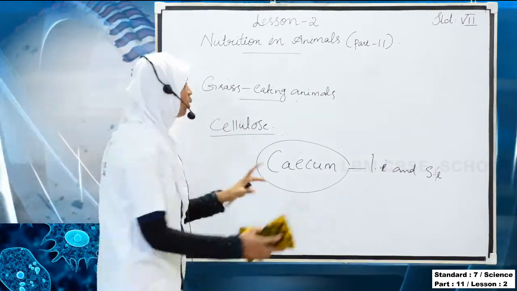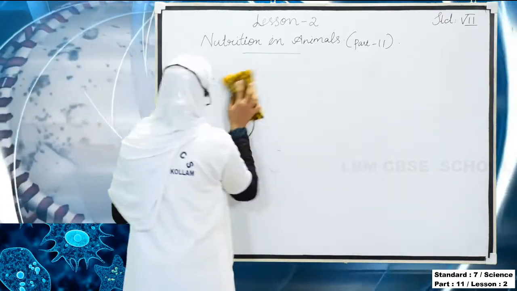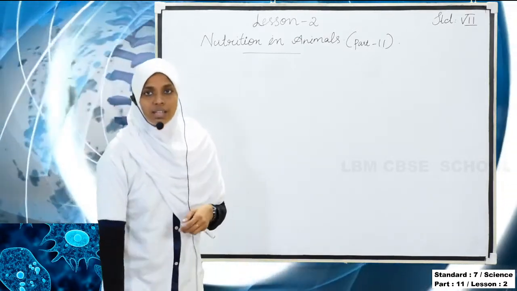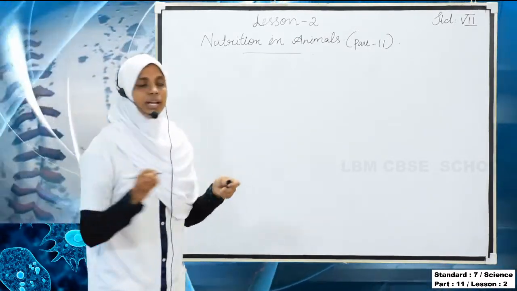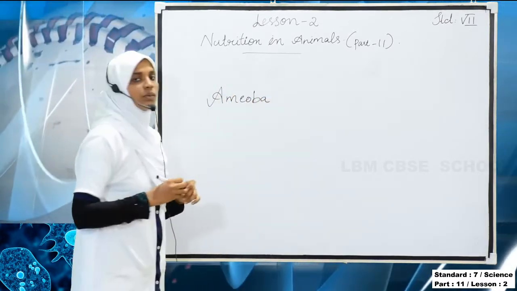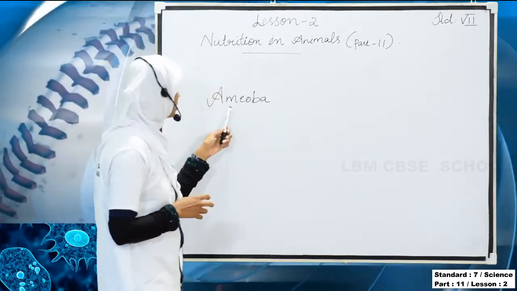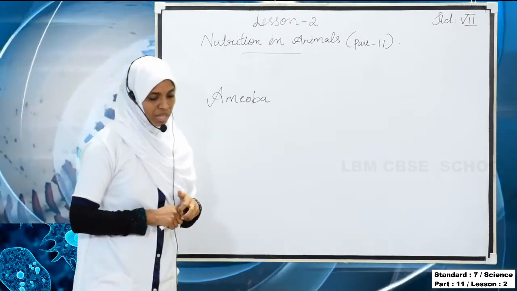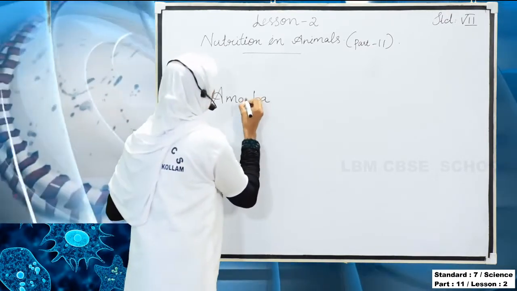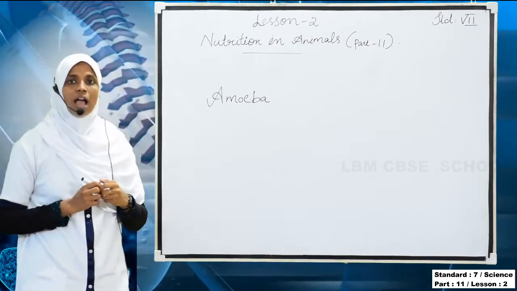Now we have learned about grass eating animals and how digestion takes place in them. In the last section we are going to learn about amoeba. The spelling is A-M-O-E-B-A.